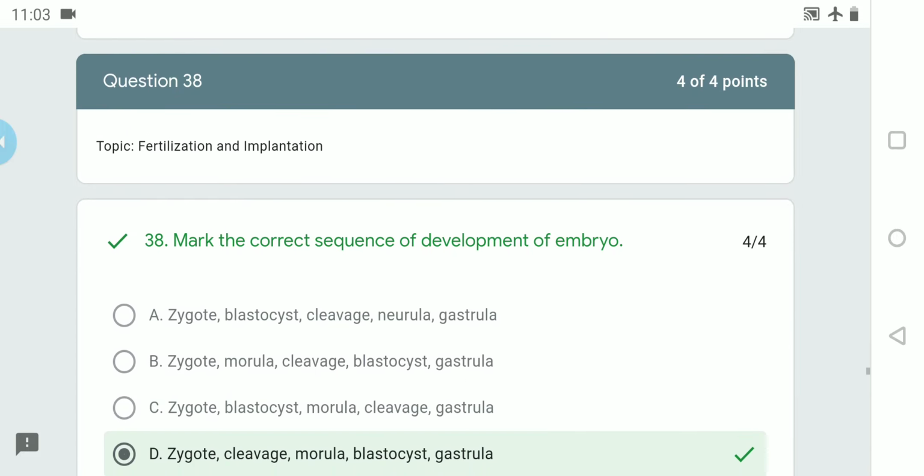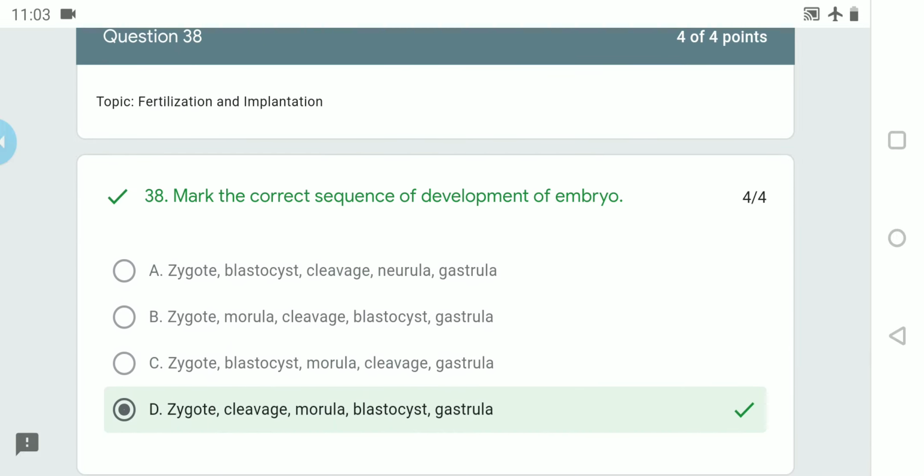The next question, fertilization and implantation. Here again you should identify the correct sequence of development of the embryo. So this question is purely related to the embryonic developmental stages, isn't it? Let me identify. After fertilization, what will happen? The formation of the zygote, isn't it? Then after, what will happen? It undergoes the formation of cleavages.